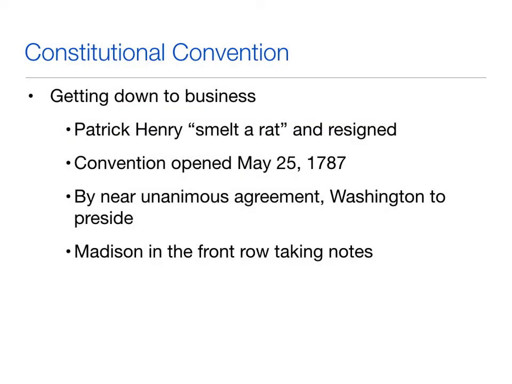When they get to Philadelphia, Patrick Henry had complained and resigned. He said, well, once we start doing things here, I know that we're actually not going to make minor changes. I'm getting out of here. But by unanimous agreement, they appointed General George Washington to preside over the proceedings because he was the most respected person in the country and someone that they trusted. James Madison is in the front row taking notes.